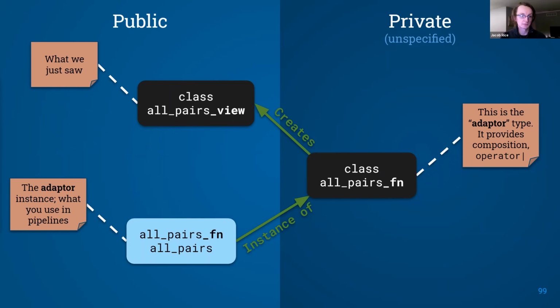This is the adapter type. So this is what people talk about when they're talking about adapters. But generally, they're talking about the instance of this adapter, which is publicly used. So the private type, the unspecified type, is what provides the composition and the operator pipe. And then the public adapter of it is what you use in pipelines. Things like transform, filter, those will create transform view and filter view.